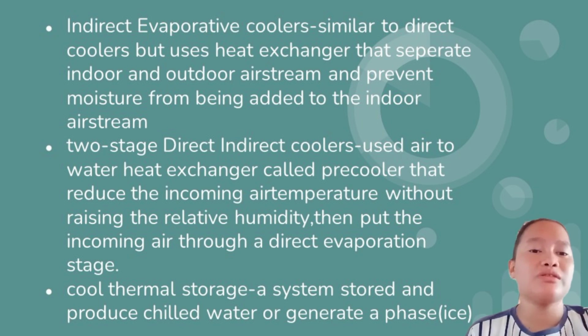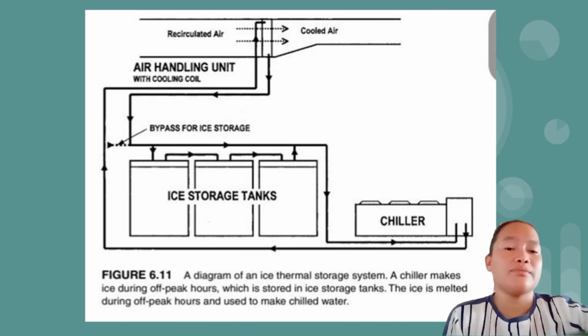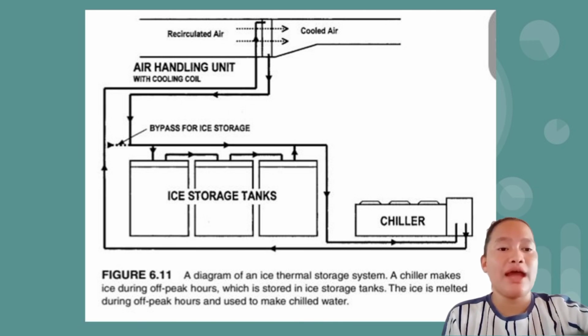Lastly is cool thermal storage. A system that stores and produces chilled water or generates a phase change or ice. As you can see in the diagram, it is a diagram of an ice thermal storage system. A chiller makes ice during off-peak hours, which is stored in ice storage tanks. The ice is melted during on-peak hours and used to make chilled water.